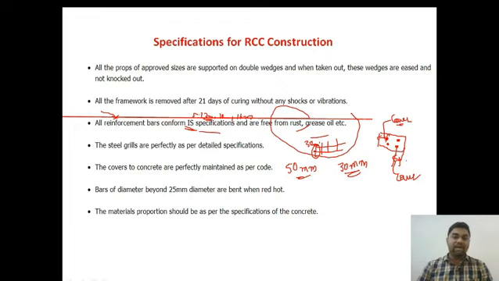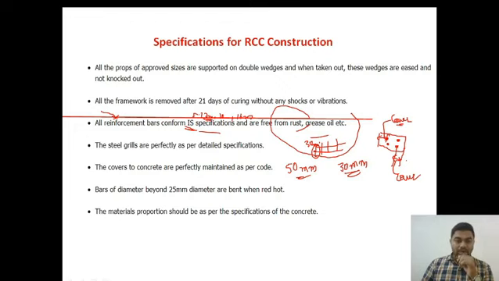Bars of diameter beyond 25 mm are bent when red hot. When we have to bend steel bars of diameter more than 25 mm, they should be bent by making them red hot, then the steel will be flexible, and then we bend it.